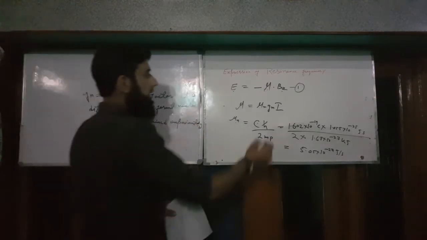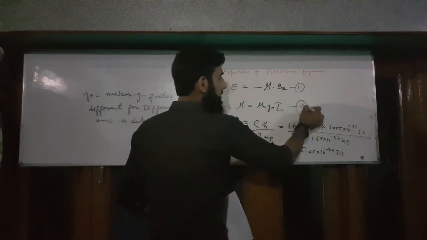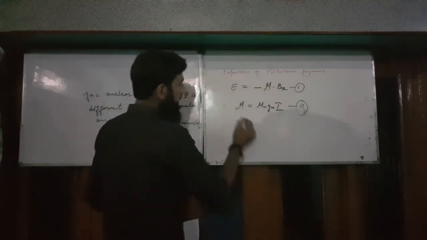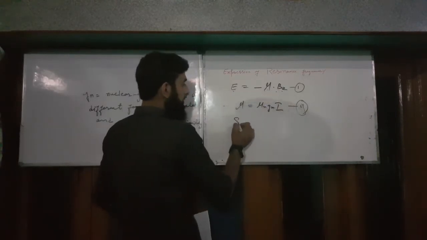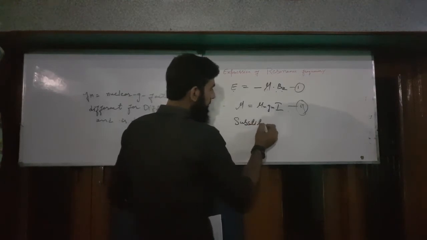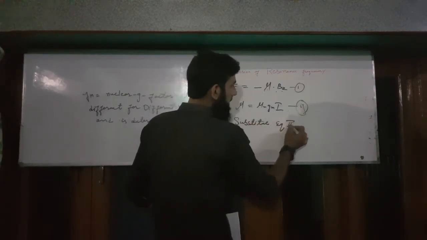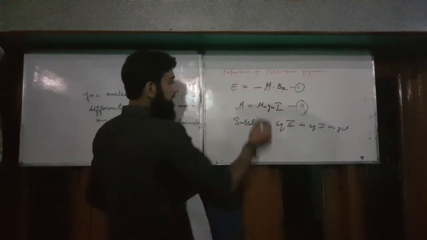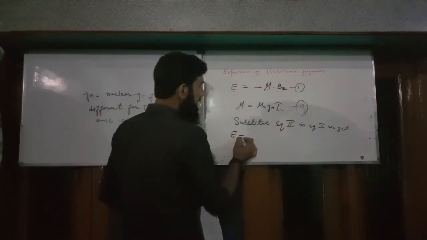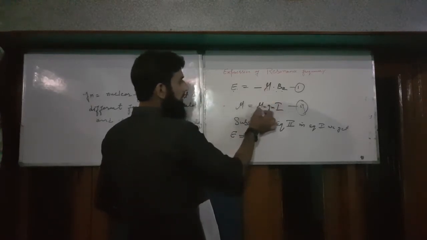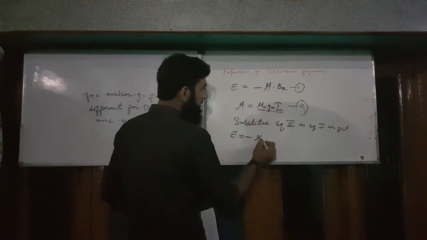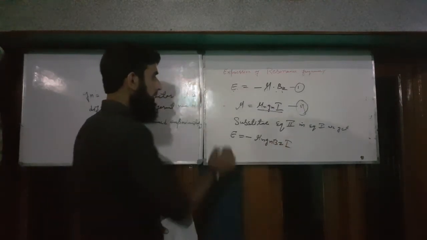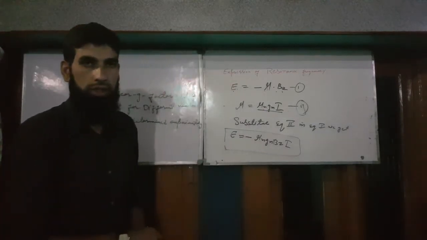Okay, we call it equation second. We write here: substitute equation second in equation first, we get, E, the energy of interaction, is equal to minus mu, and in place of mu we write this quantity, mu n Gn Bz into I. This is the expression of energy of interaction in the hydrogen nucleus or any other nucleus.